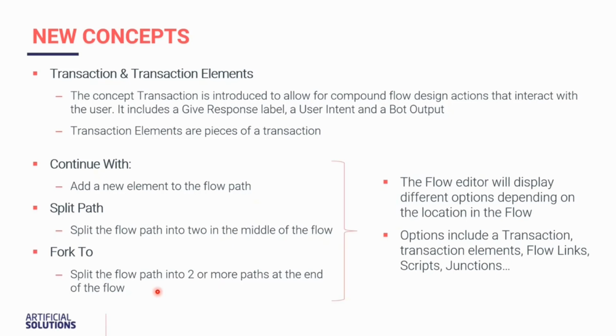As I was saying, the flow editor will display different options when you click on either one of these here, depending on where you are in the flow. Again, the options can be a transaction, a transaction element, but also flow links, scripts, junctions, and matches, elements that are already familiar to you because you know Teneo 6 and you've been building flows already. Again, we'll have a look in 2 seconds to see what this actually means.